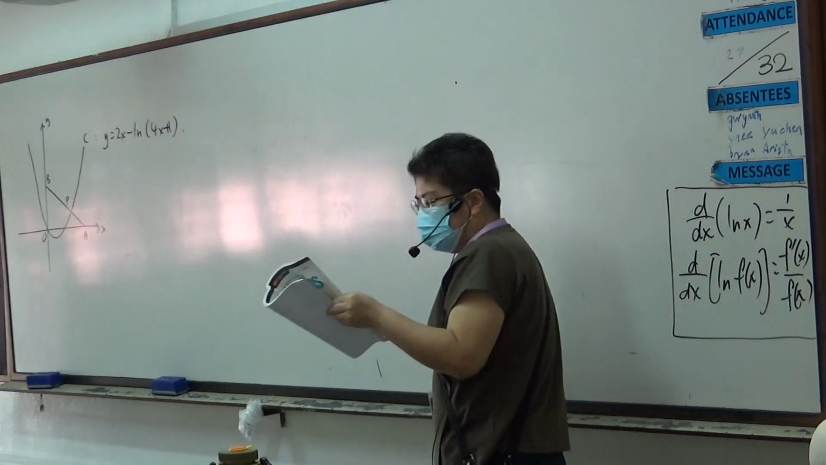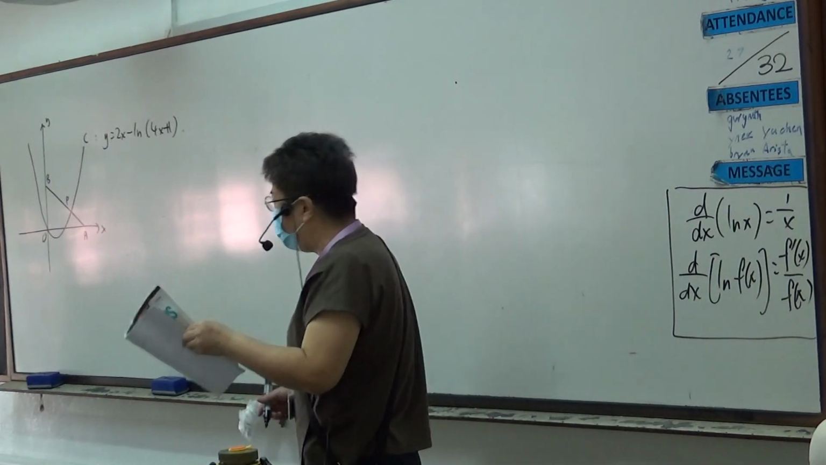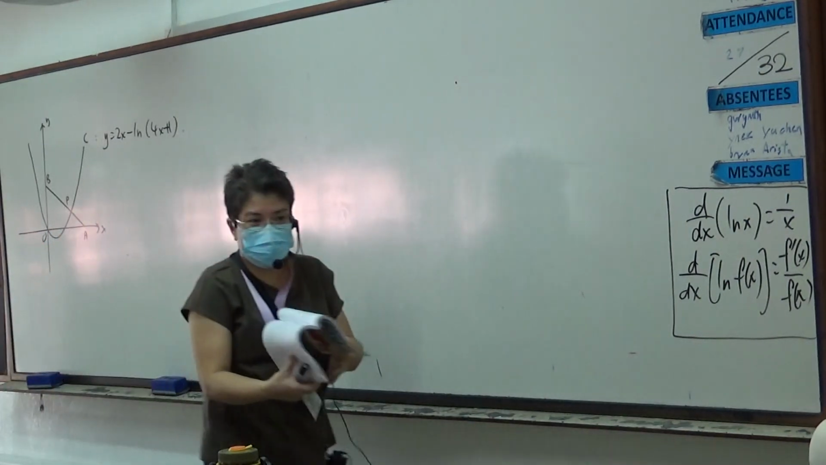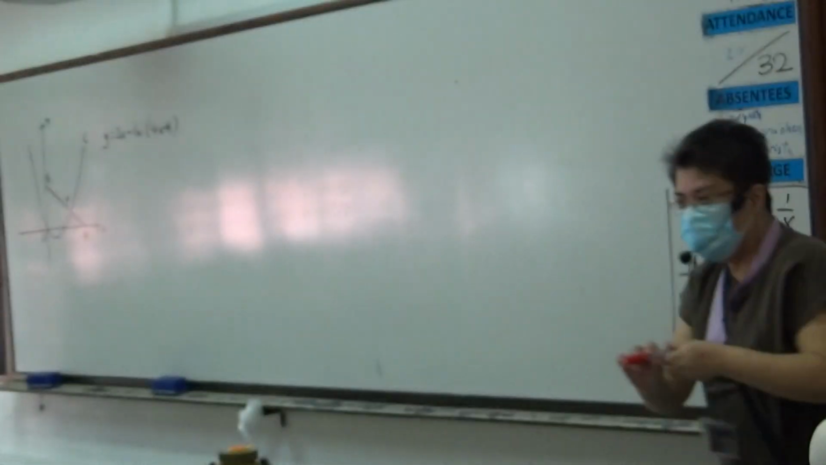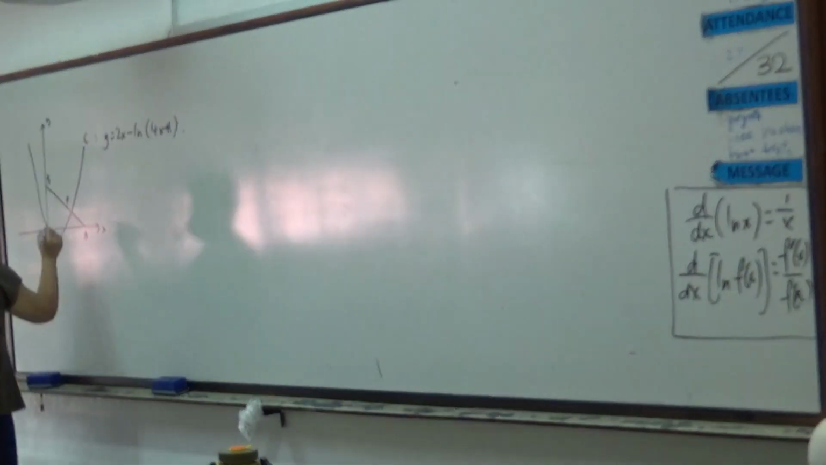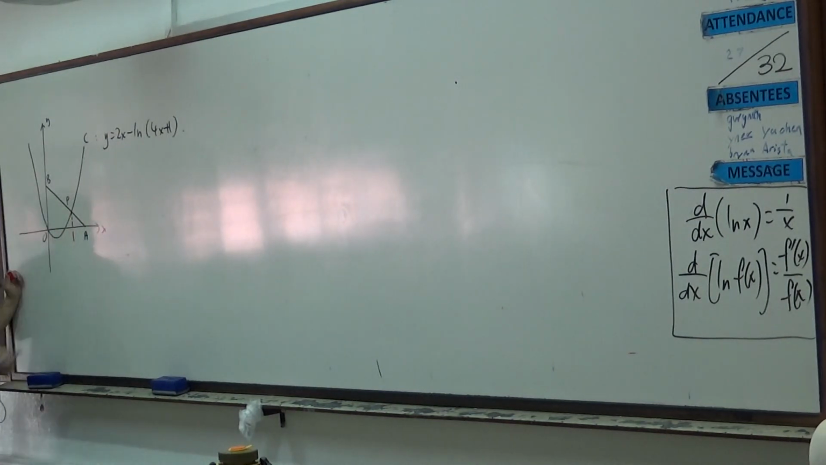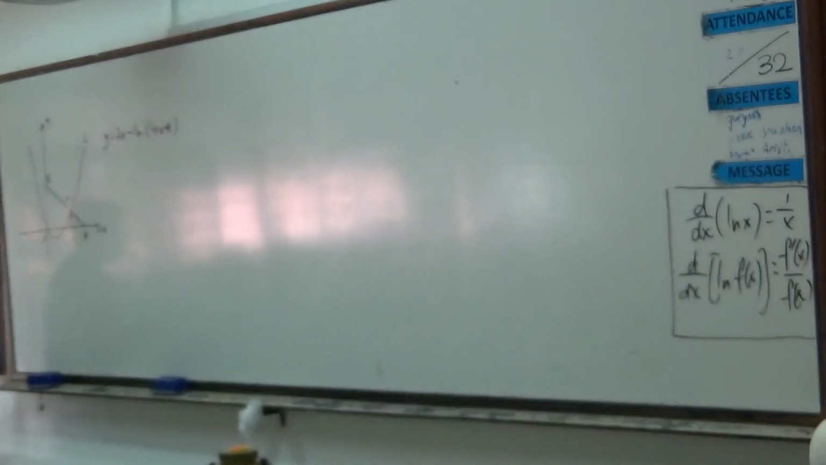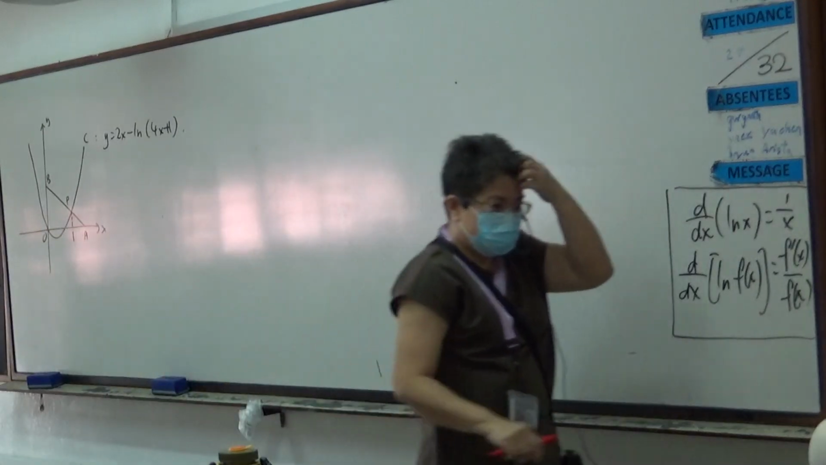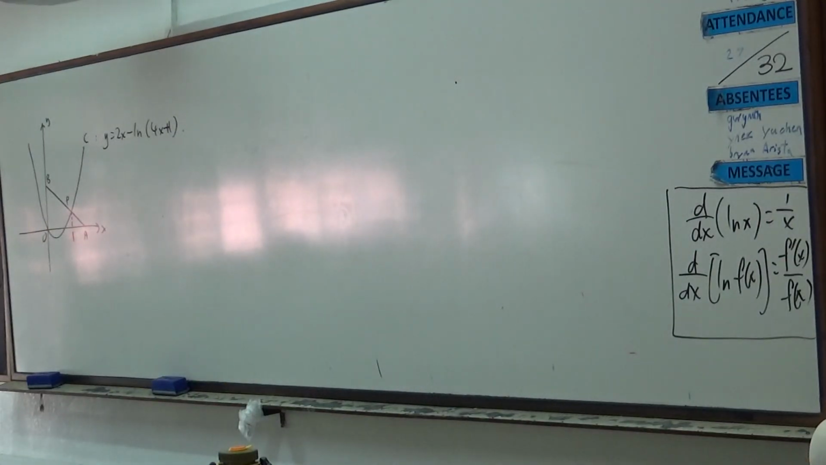P is the point on C where x is equal to 1. They tell you P is the point on C where x equals 1. What does it mean? That means this is 1, right? Okay, alright, good. Then what else did they say? The normal to C at P meets the x-axis at the point A and the y-axis at the point B. Yeah, the normal, not the tangent.